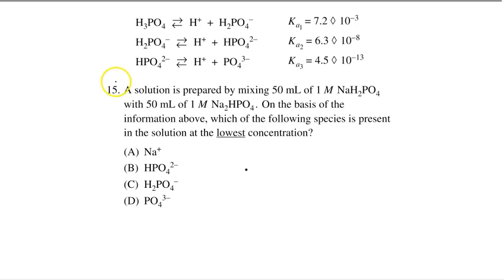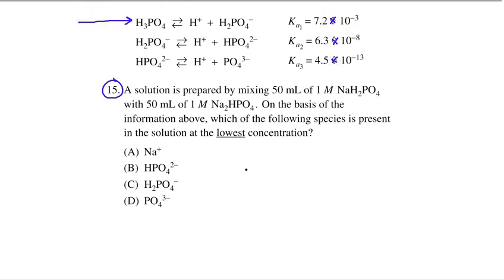14 is A. Okay, number 15, we're looking at the triprotic acid, phosphoric acid, that we titrated in lab, and we have 3 different Kas that we found. Okay, so these are just the Kas.